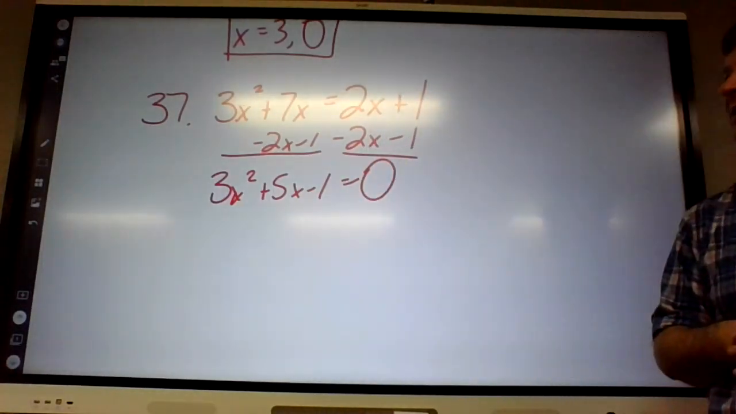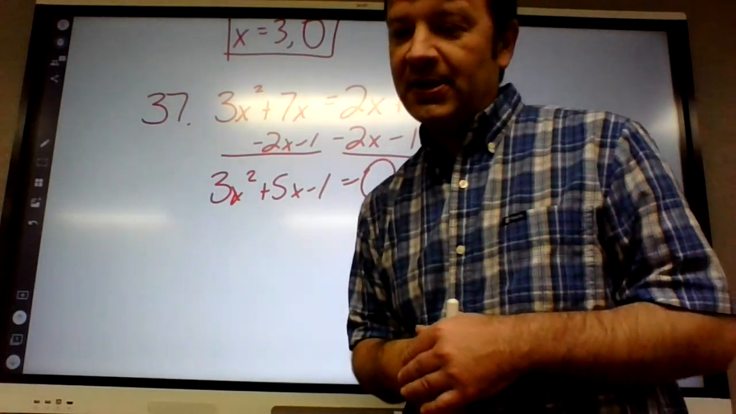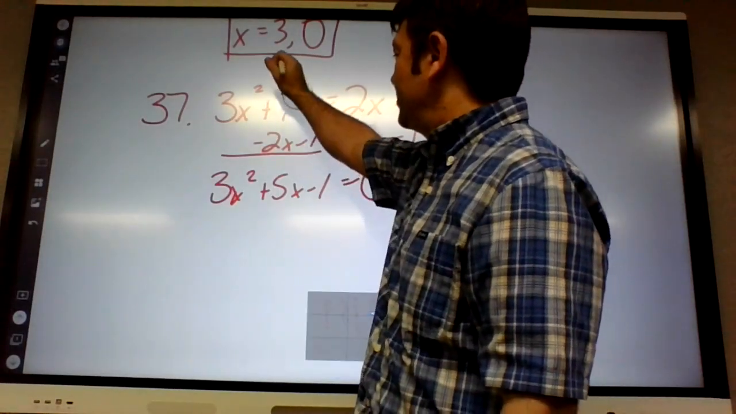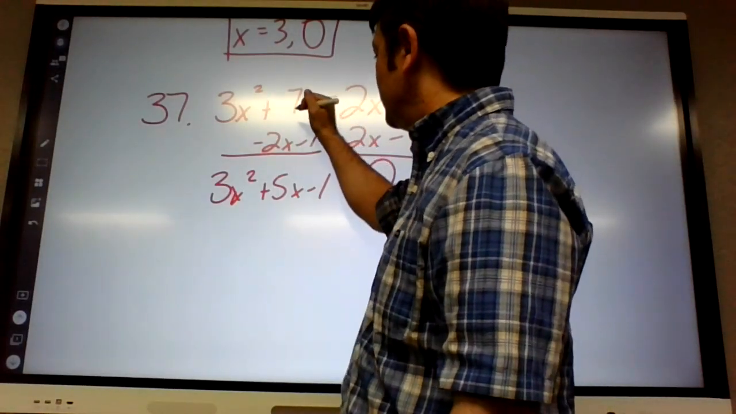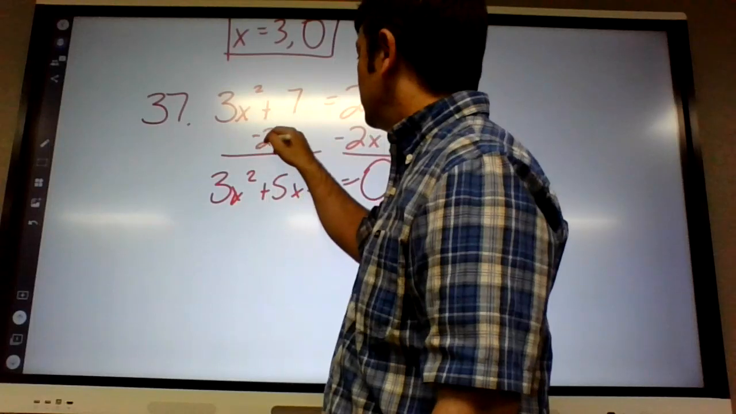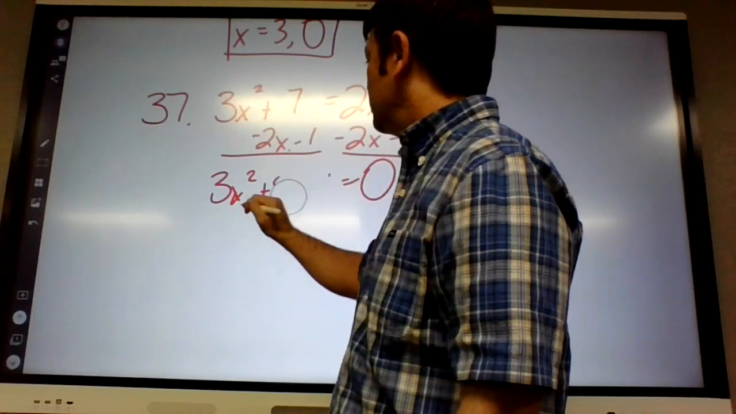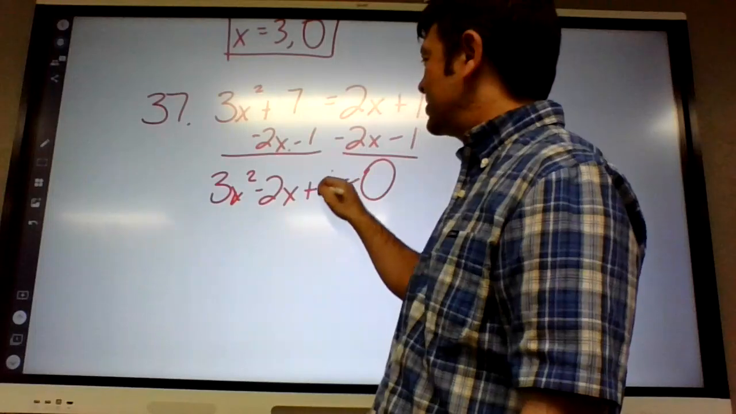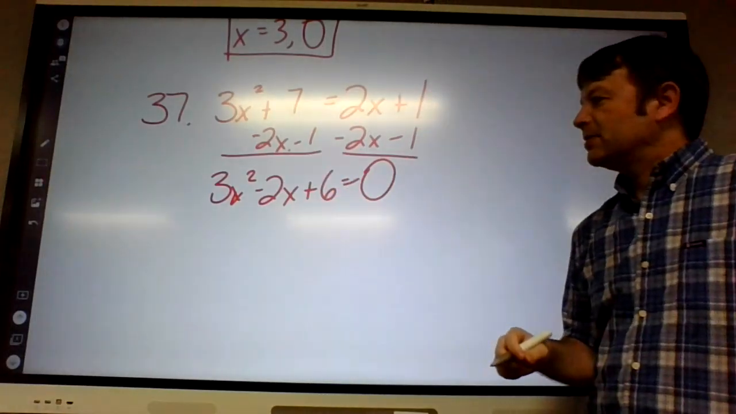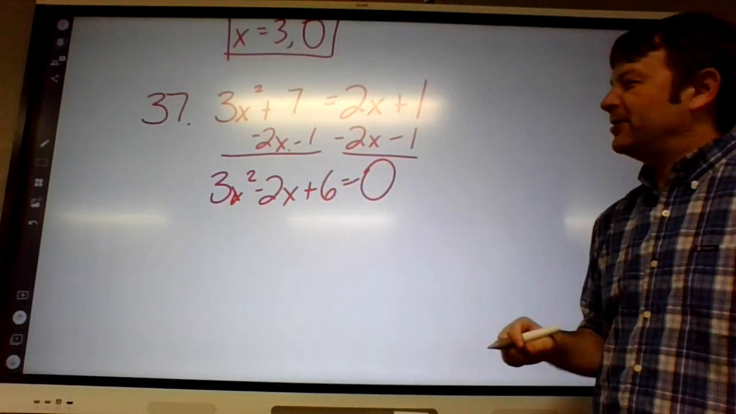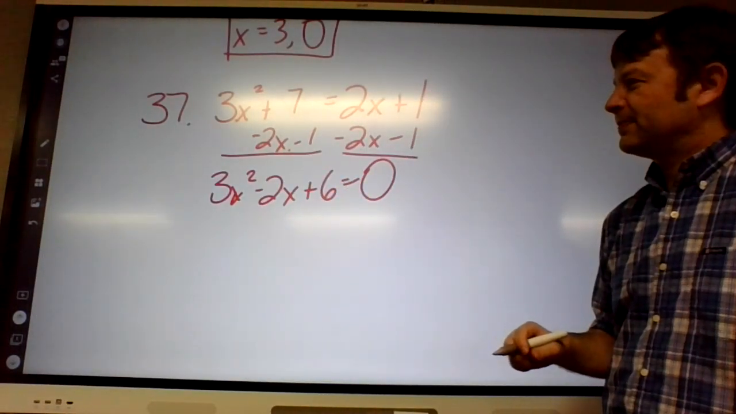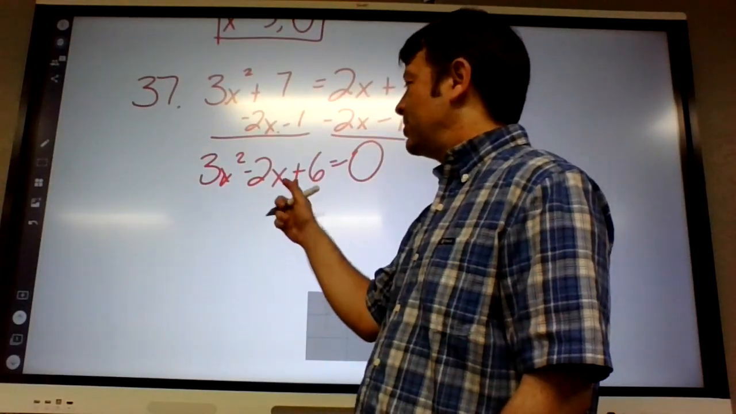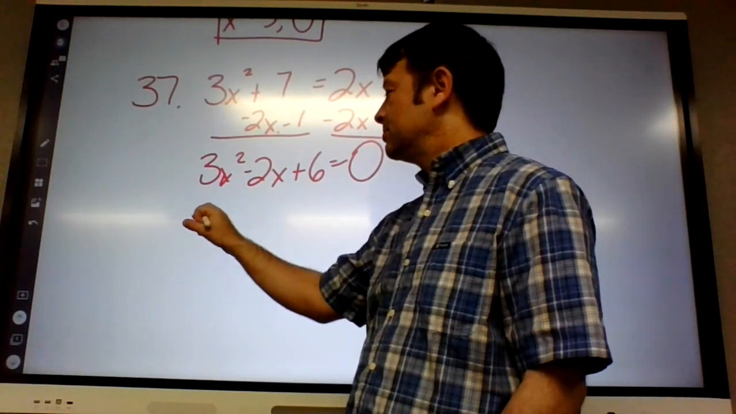Okay, this one I don't think factors, did I copy this right? Okay, I copied this a little bit wrong, actually. That's supposed to be a 7. No x. So now it's minus 2x plus 6. And now it factors. Okay, no, I don't think it does, actually. I was just guessing. It's kind of hard to tell, but it doesn't. So we're going to have to do the quadratic formula.